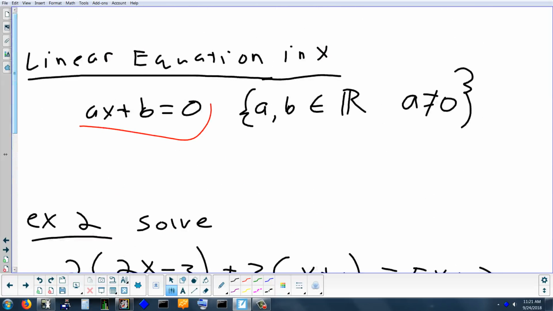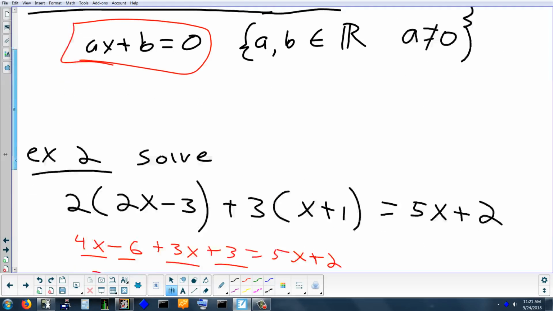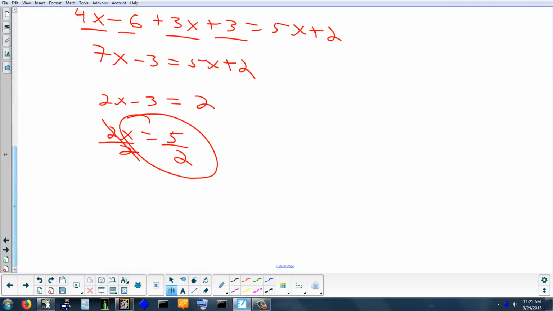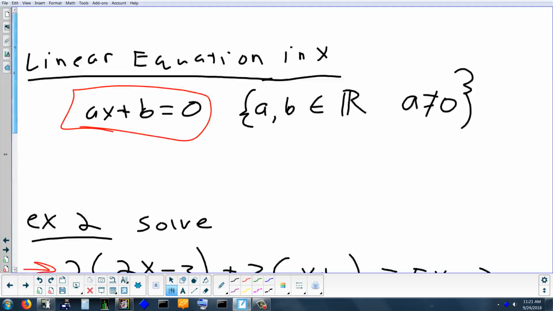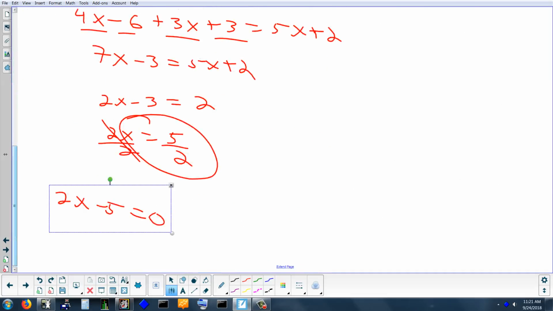And if you're like, well, it doesn't look like that at all. Yeah, it does. If you go to this last step, I could write this as 2x minus 5 equals 0. Something times x minus a number equals 0. So even though it started out kind of complicated, it turned into something that was linear all along. Questions on that?